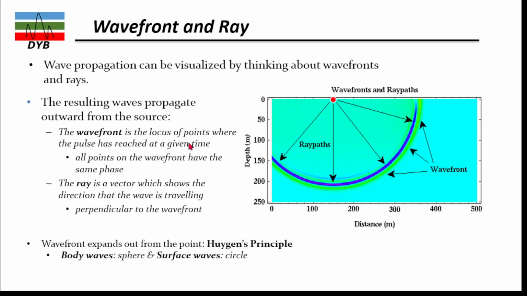This slide is to present what the wavefront and the ray are. The wavefront, which is shown over here, and this is the ray part. The wavefront is the locus of the points where the pulse has reached at a given time. All the points on the wavefront have the same phase. And the ray is the vector which shows the direction that the wave is traveling. So it's perpendicular to the wavefront. Always perpendicular, over here and over here.